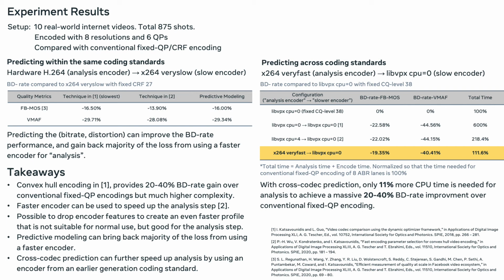The takeaway is, the original convex hull encoding can provide a 20 to 40% BD rate gain over conventional fixed QP encoding, but at a much higher complexity. In our prior work, we used a faster encoder. It can be used to speed up the analysis step at some loss in BD rate. And here we present two approaches. One is that we can predict with modeling. We can bring back the majority of the loss from using a faster encoder. And also we presented that it is possible to predict across codecs, and this can further speed up the analysis by using an encoder from an earlier generation coding standard.